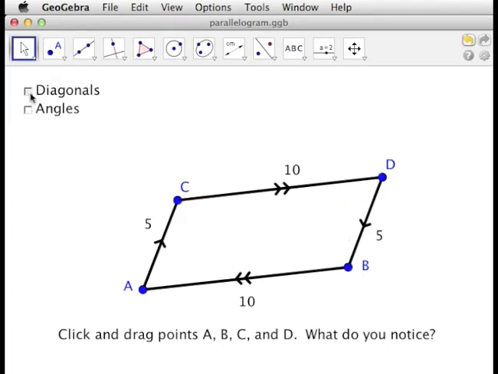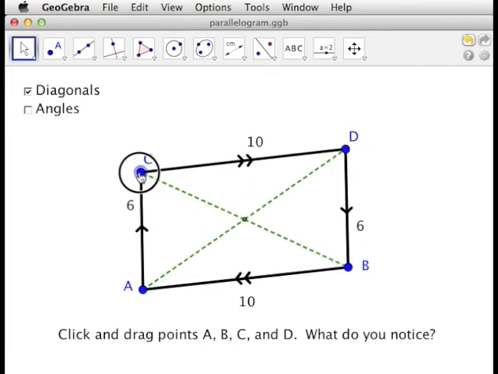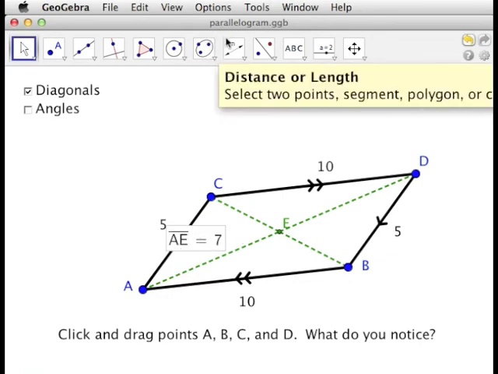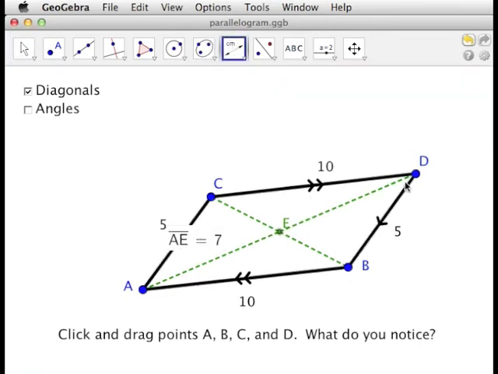Last, take a look at these diagonals. They're not congruent in length, right? Because right now it looks like AD is longer than CB. But what you should notice is that they bisect each other. So the distance from A to the midpoint, let's call it E, is 7. Let's just move that over there. And so the distance from E to D is also 7. From C to E is 4. And from E to B is also 4.